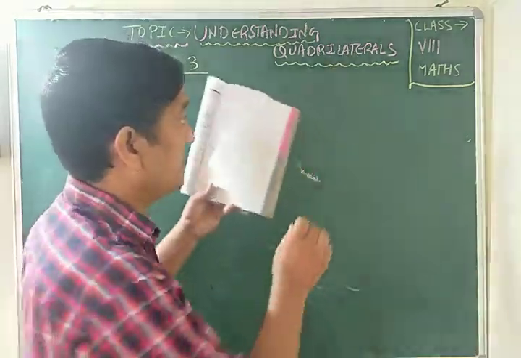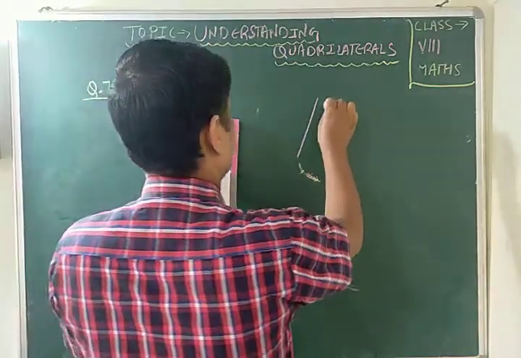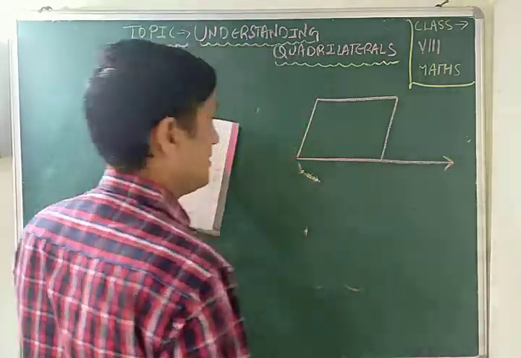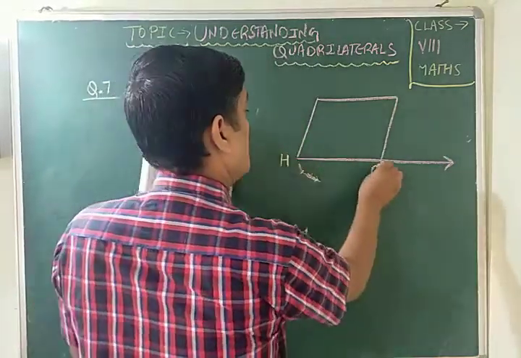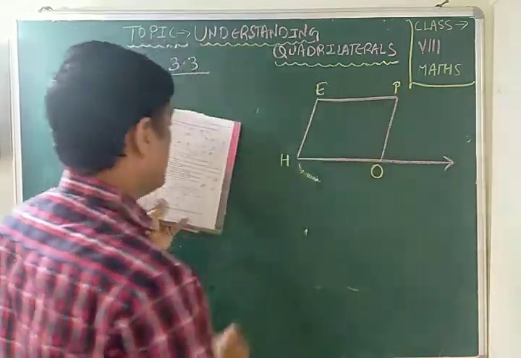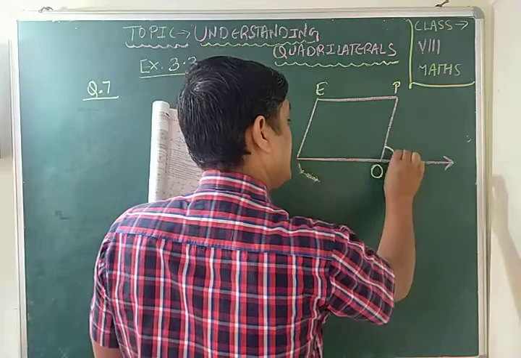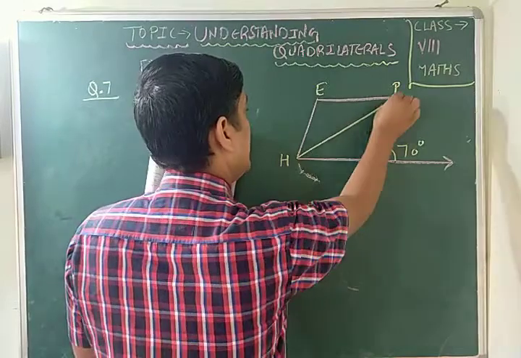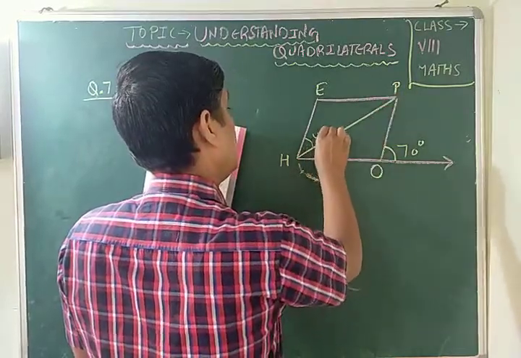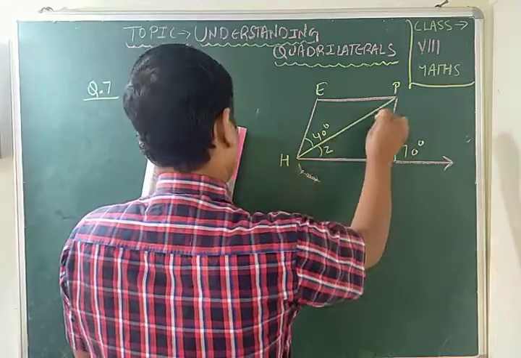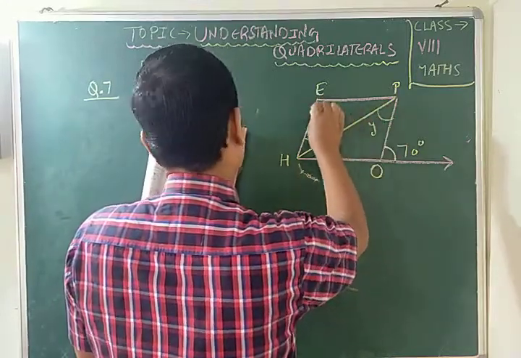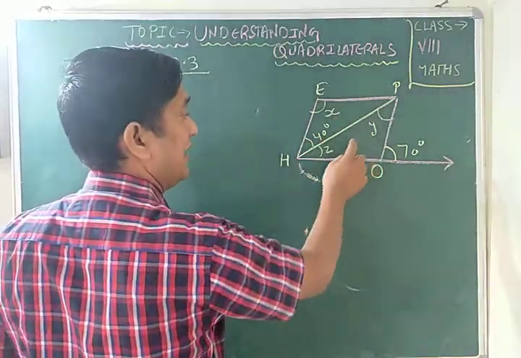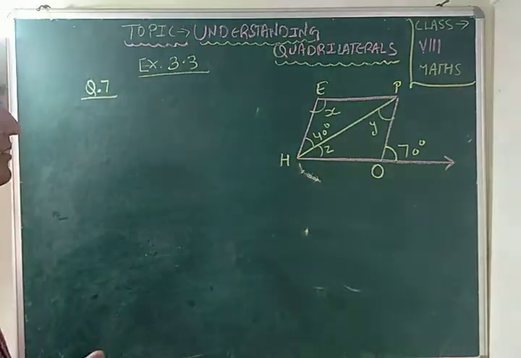Now children, look at the figure. This is the figure we have. This is the figure HOPE, and in this figure we have this exterior angle 70 degree, and this is the diagonal HP, and here we have 40 degree, and this is angle Z, this is angle Y, and this is angle X. Now children, we have to find the value of X, Y and Z. So now let us start.